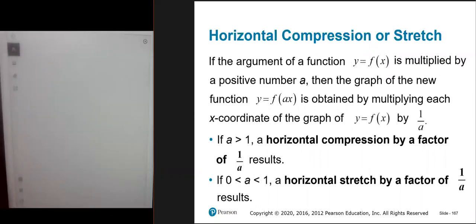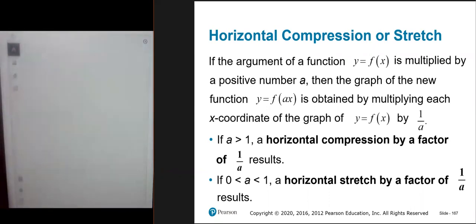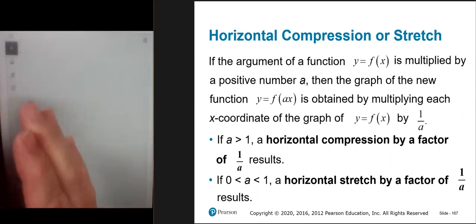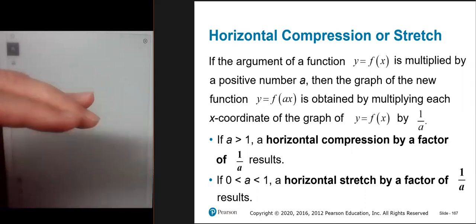Now we're going to be talking about horizontal compression or stretches. With a vertical one, we're compressing it towards the x-axis. A horizontal compression or stretch, we're moving it towards or away from the y-axis. So we're compressing it left and right as opposed to stretching up and down.